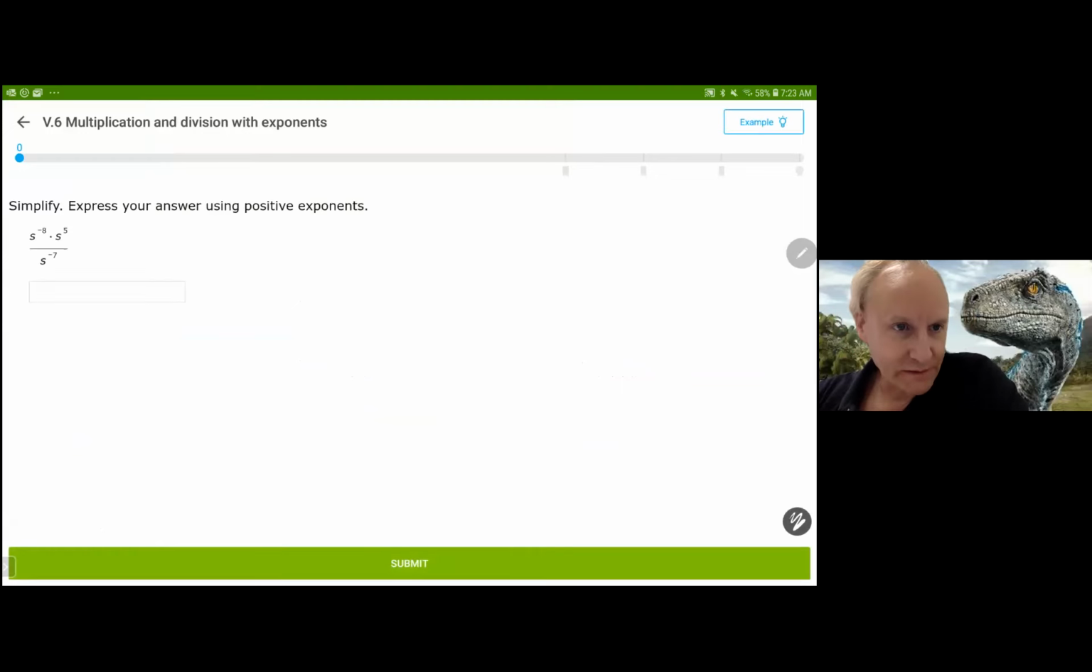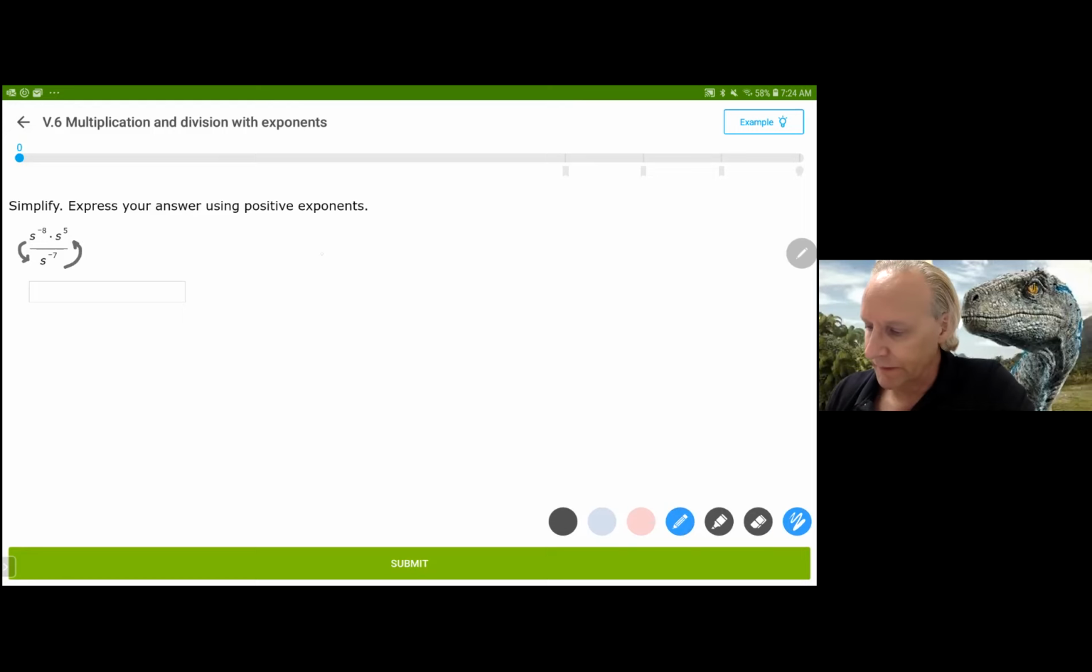Remember, the big thing is if we have negative exponents, we're going to move them across the division line and change the sign of the exponent. This is by far and away the easiest way to deal with this. So I have an s to the -8. In case you can't see it, it's in the numerator. And what I'm going to do is move that s to the -8 to the denominator and change its sign. I'm also going to change the s to the -7 to the numerator and change its sign.